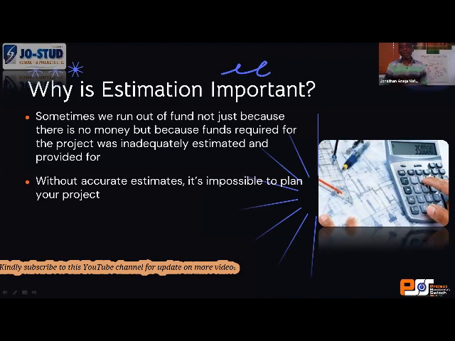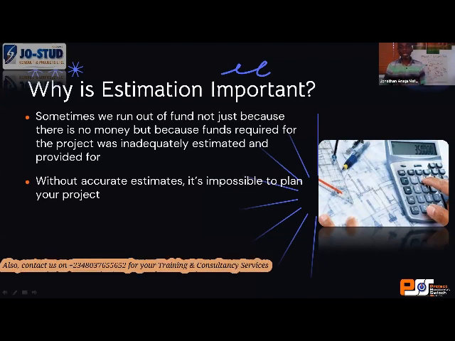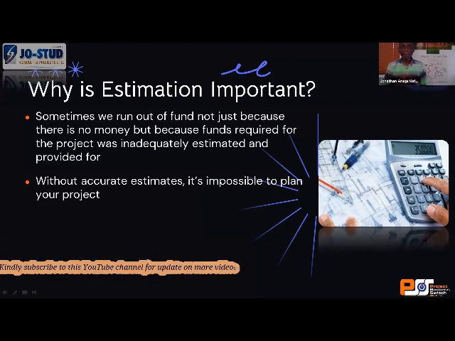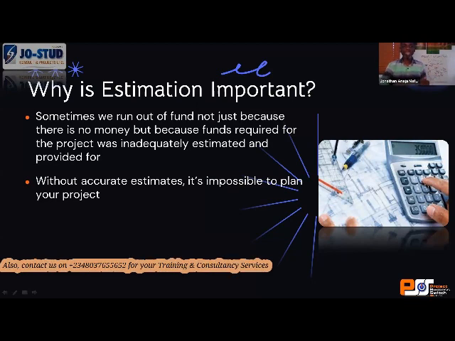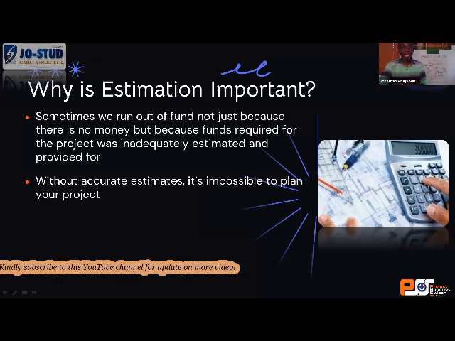So when something is supposed to cost 10 million, for example, and you made a mistake and you tell the client 7 million and the clients have provided 7 million, what it means is that you run out of fund, not because there was no fund, but because it is inadequately estimated. So that's why understanding estimation technique is very, very key and important.